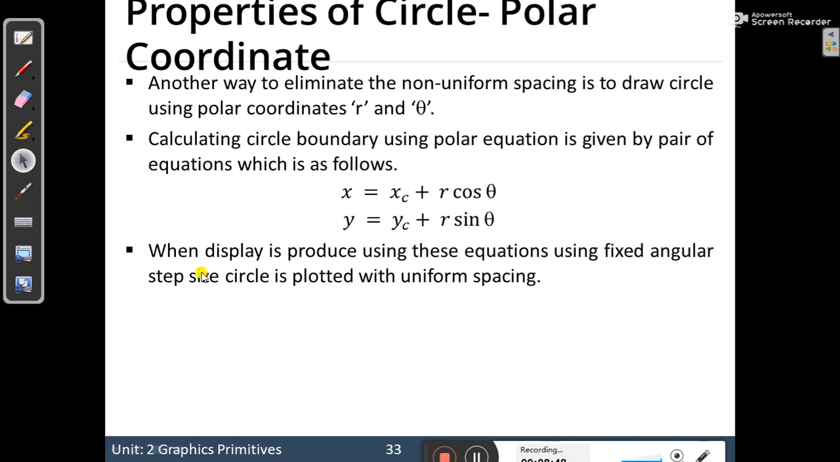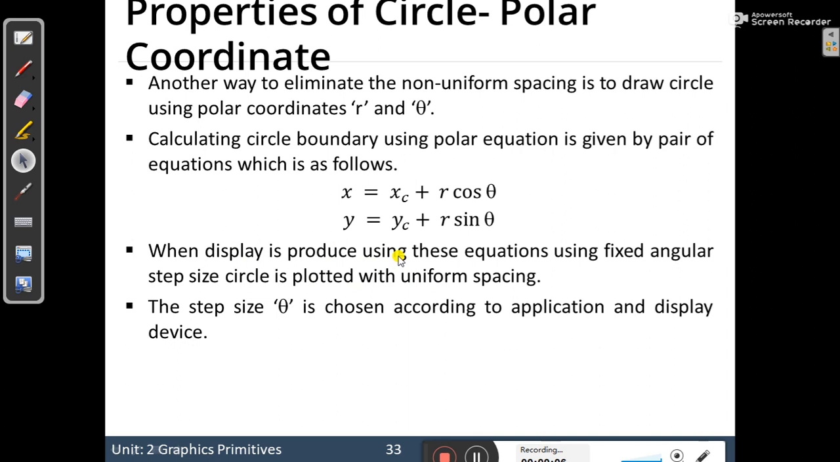When the display is produced using this equation with a fixed angular step size, the circle is plotted with uniform spacing. So using this value, we might find a uniform spacing among the plotted points. The step size theta is chosen according to the application and display device. For different types of devices, the step size of theta might vary, meaning the increment of theta might vary depending upon the size or the types of the display device or application.